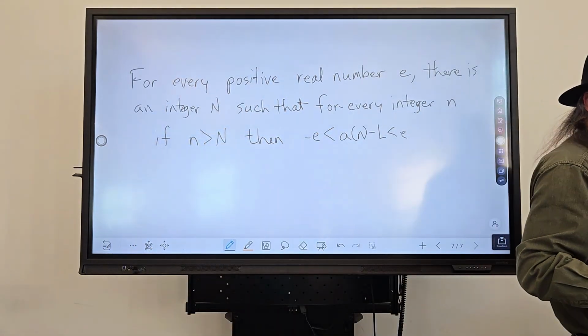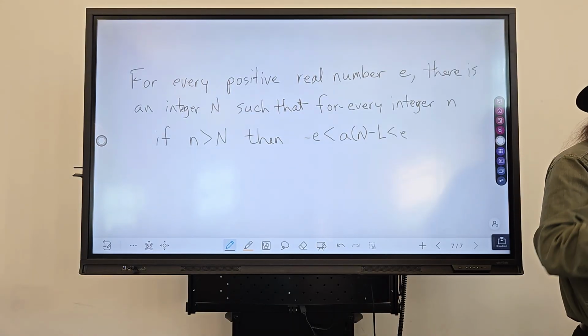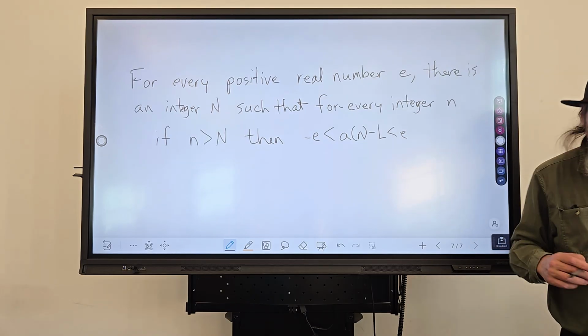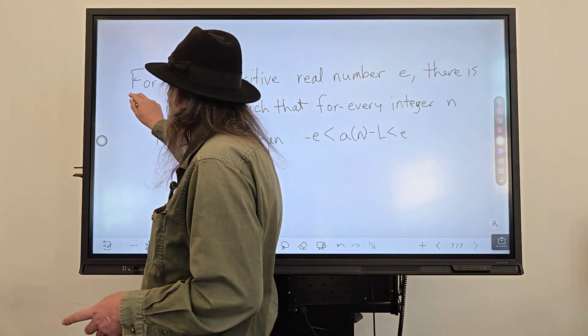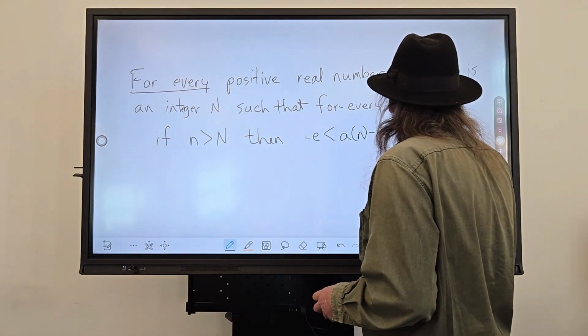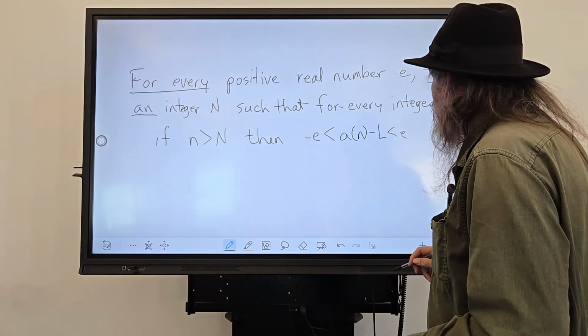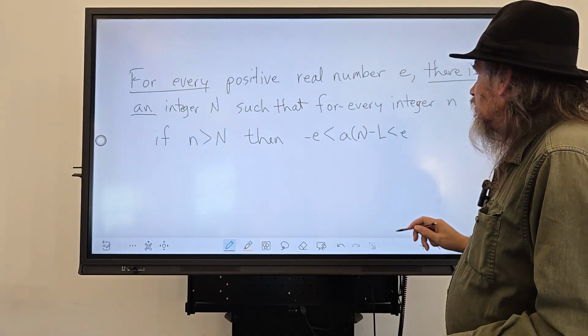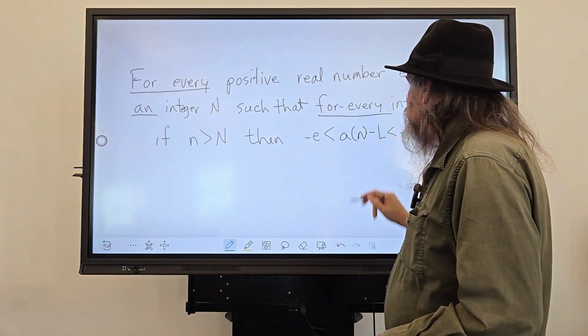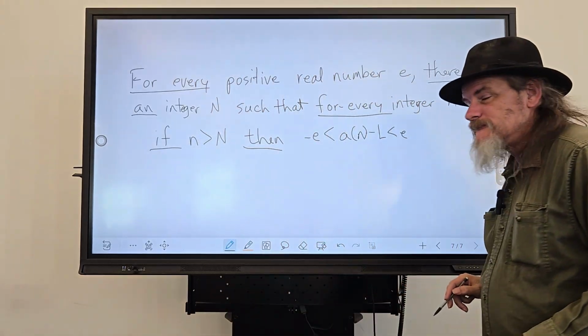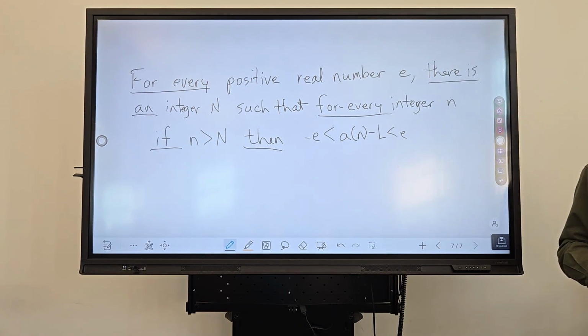Remember that from Calc 1? Yeah, it's easy stuff, right? Like I said, do you have nightmares about this? But yeah, it's universal. So for every, there is an integer, existential, universal again for every integer, and then you have the conditional if, then. So it is a combination of all three types of mathematical statements.